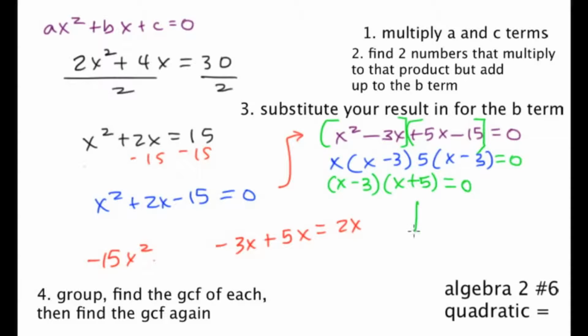And then the last step, I'm not even going to type it down because you know what happens. We're going to set each term equal to 0, like so. So x is going to be 3, or x is going to be negative 5, and that's how you solve quadratics. Equations, anyway. Inequalities, that's all a different thing.